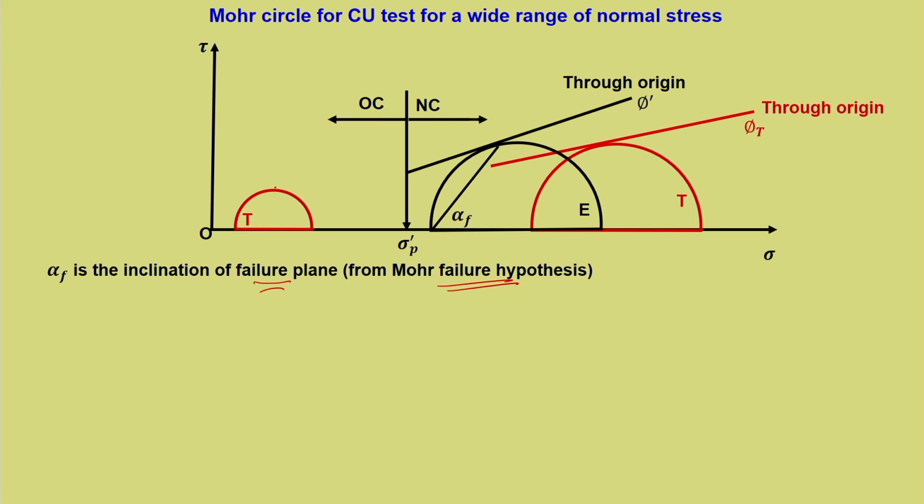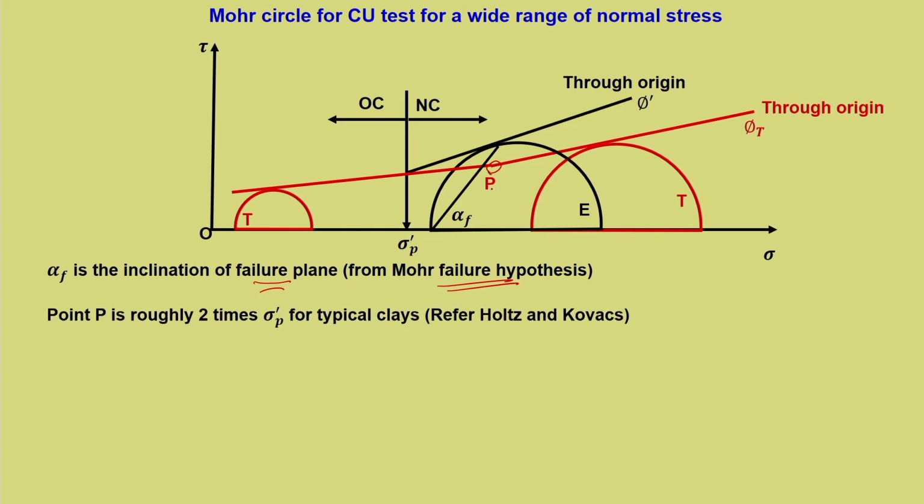Now, total stress envelope for OC is T, and if you draw it, you can see that there is a kink or there is a discontinuity at this point P. Now, this point P is roughly 2 times sigma dash P for typical clays, and this information is obtained from Holtz and Kovacs. The original paper is different. If you are interested to find out more, you can always refer to this book and cross refer the literature. The effective stress circle for OC is drawn and the failure envelope is drawn. In both these cases, there will be sort of cohesive intercept.